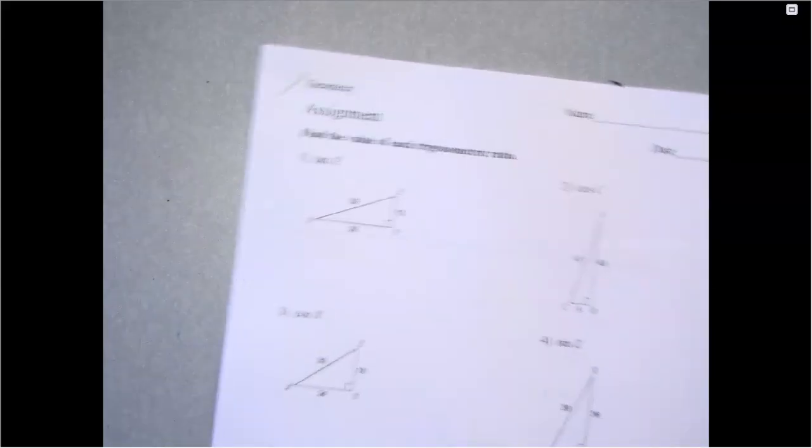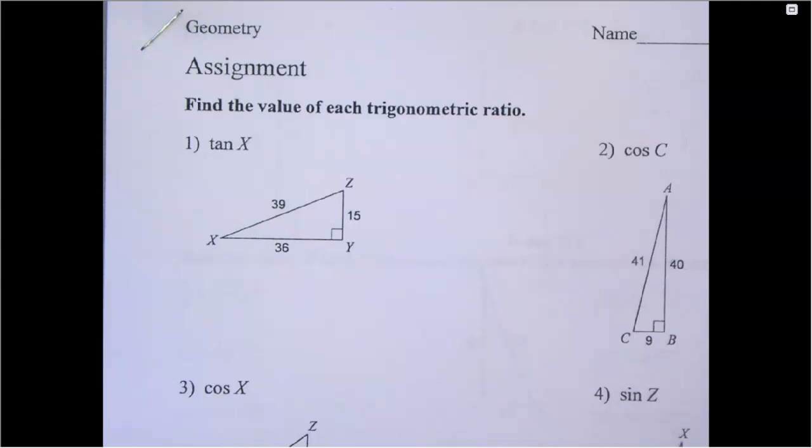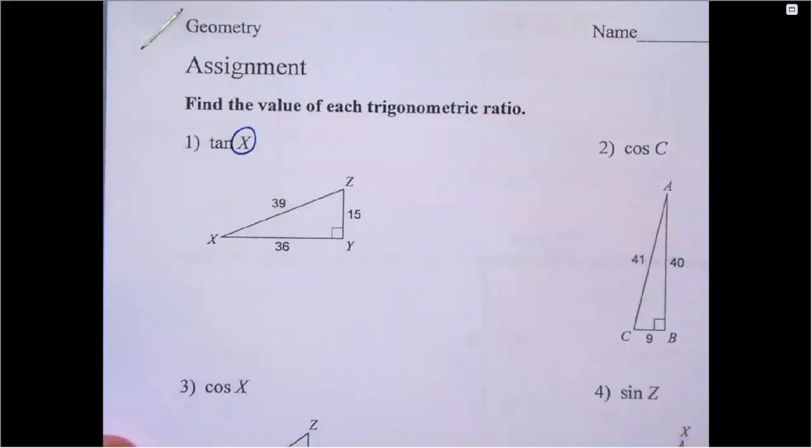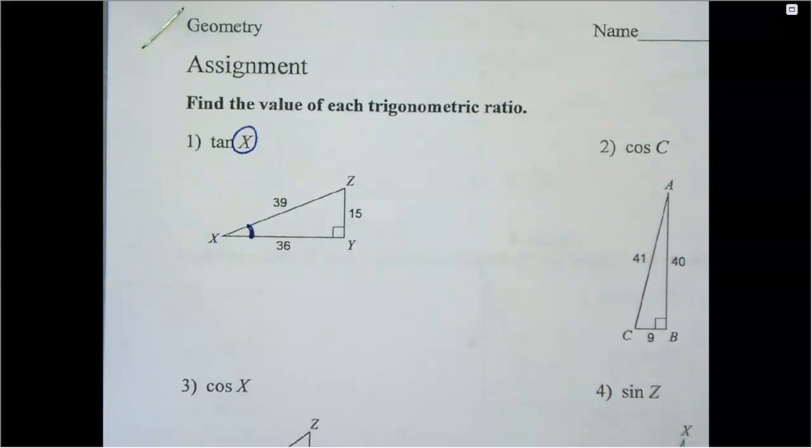So if I look at number one, they're telling me to do tan of x. First thing I do, because they're saying tan of x, I go to x and I put a little arc by that angle. So we're doing that, it's all about labeling the side. So this arc touches the side that's 36 and it touches the side that's 39, right? It's literally intersecting them, it's touching them. What's the length of the side that's not touching? 15. That's the opposite.